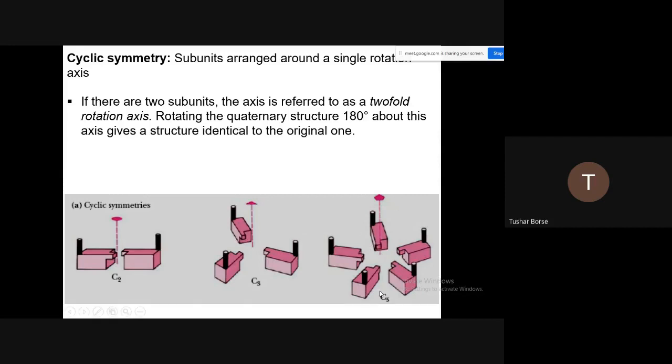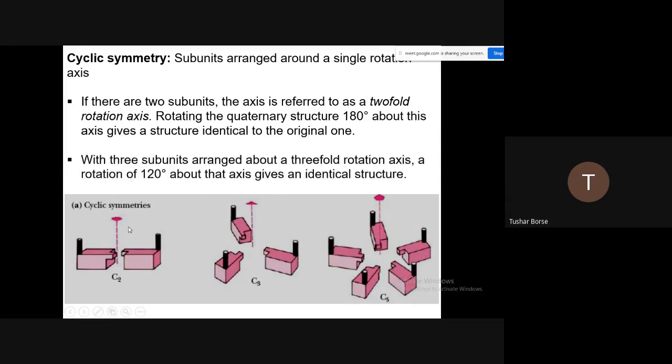So here now you have 5. You can calculate how much the angle of rotation could be here. If you rotate it by around 60 degrees, 40 degrees, etcetera, you get an identical structure. Such symmetries are called the cyclic symmetries. Based on these cyclic symmetries, you have the different classification of proteins that has been done for the quaternary structure of the protein.